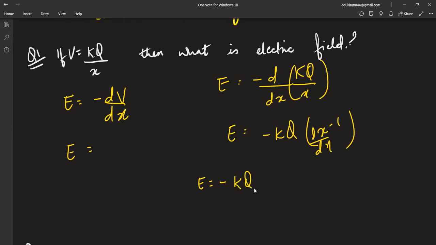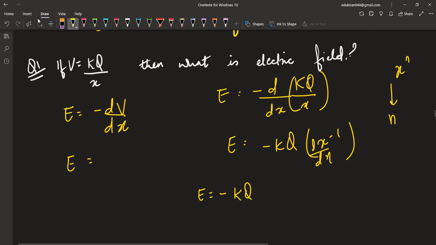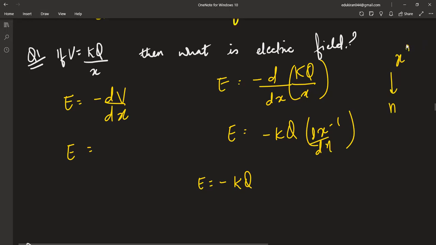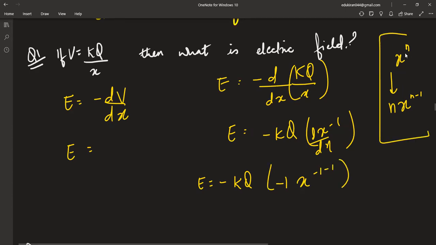How do you differentiate it? x to the power n becomes equal to n x to the power n minus 1. See, x to the power n is present. So what is n right now? This is minus 1, right? So minus 1 into x to the power minus 1 minus 1. Clear, class? This is how you differentiate x to the power n.